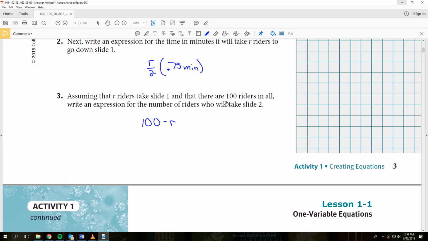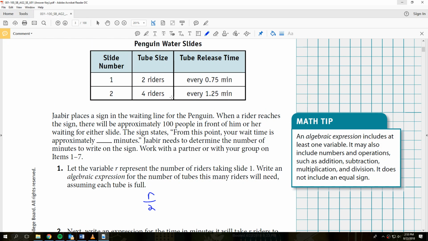So let's remember here, slide 2 can handle 4 riders at a time. And we know that for slide 1, the number of riders is R, right? And we said that for slide 2, the number of riders would be 100 minus R. And for slide 1, if there's 50 riders, then how many tubes would you need? Well, 50 divided by 2, because 2 people are going every time, that would be 25. But if slide 2 is 100 minus R riders, and it takes 4 riders at a time, how many tubes do we need? Well, it would be however many divided by 4, right? So 100 minus R divided by 4.